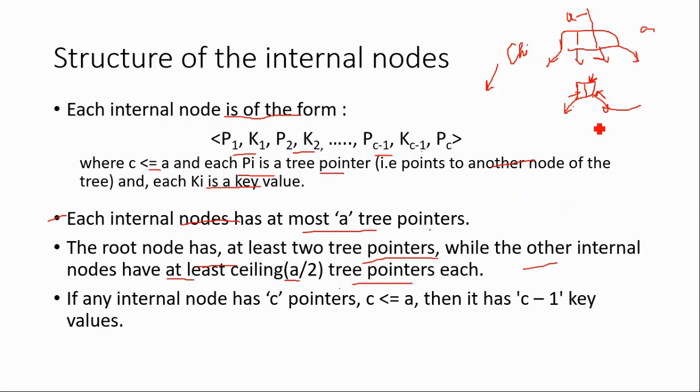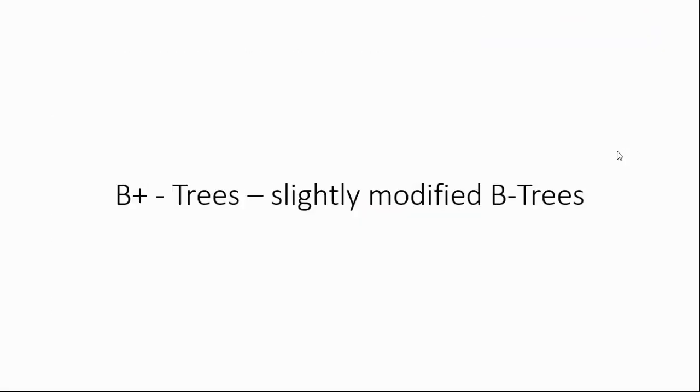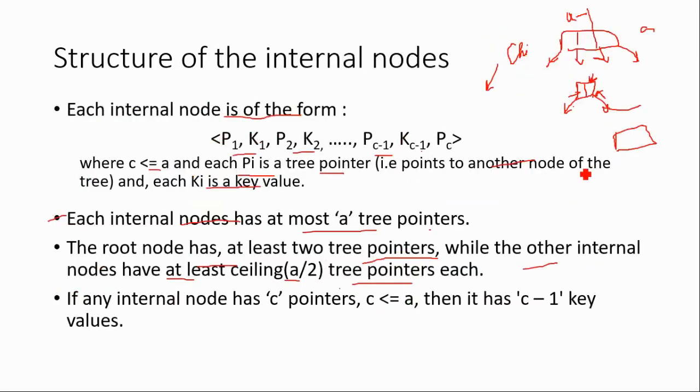So in case of B tree also, the minimum number of elements that we can store is ceiling of A by 2 minus 1, and the minimum number of child links that we can store internally is ceiling of A by 2 tree pointers. If any internal node has C pointers, then it has C minus 1 key values. So we have said that in between those child pointers, the key elements have been stuffed.